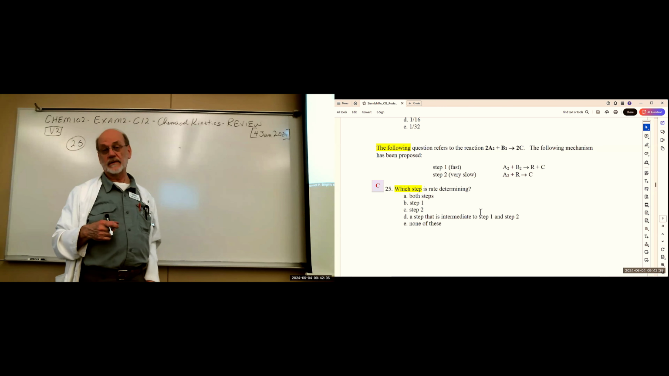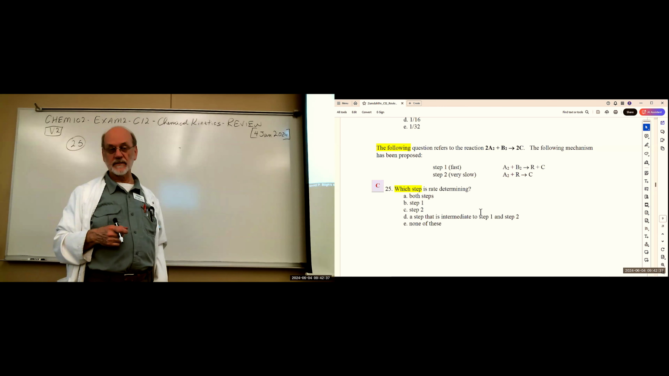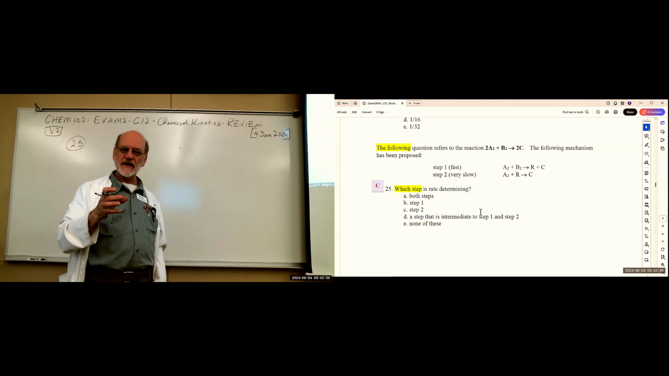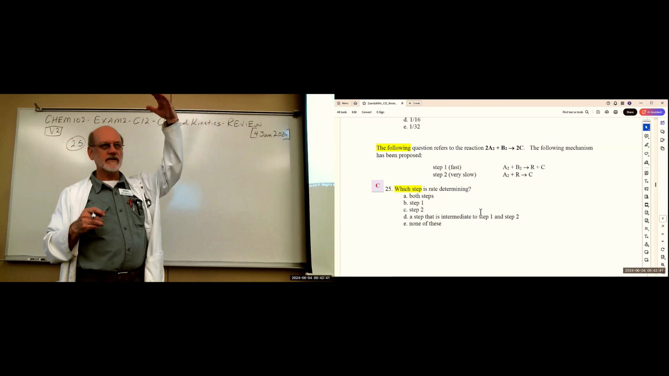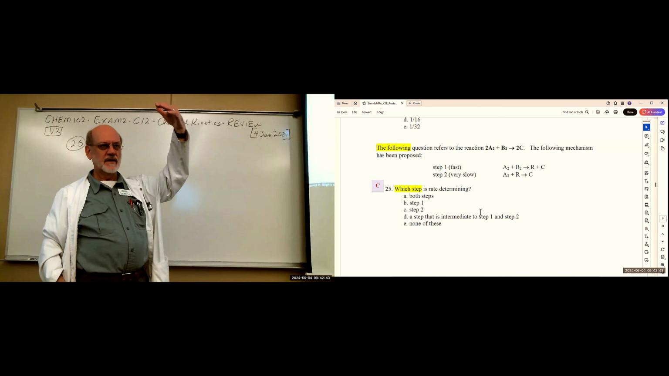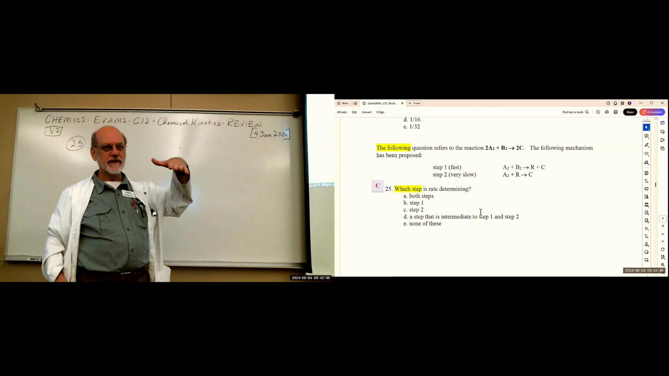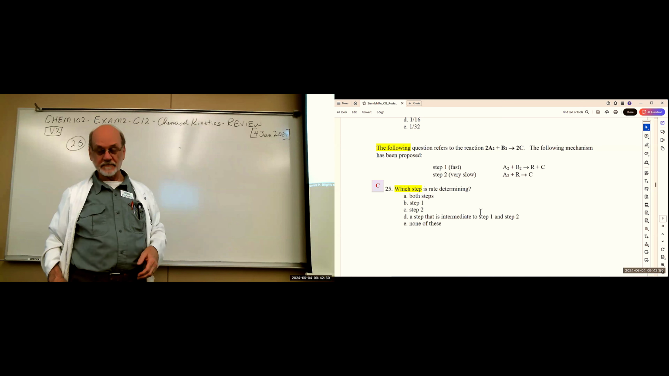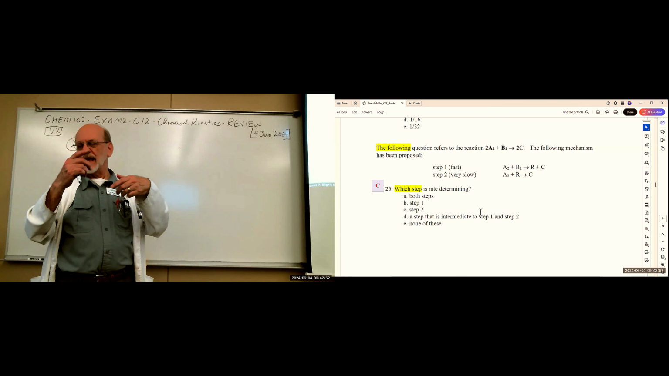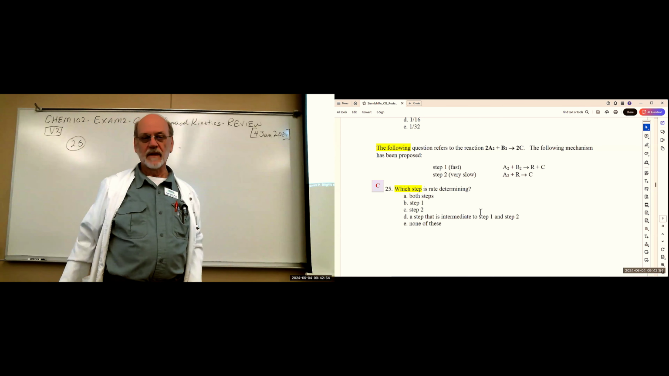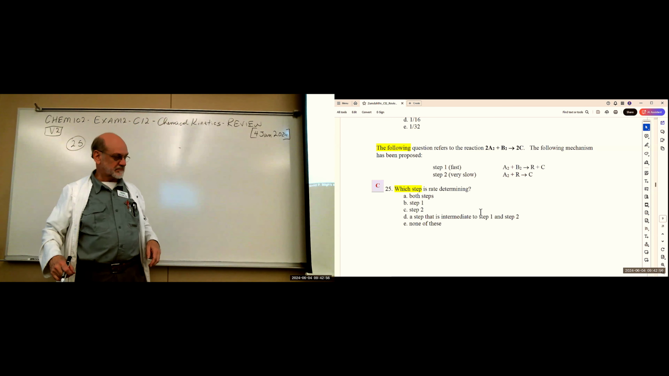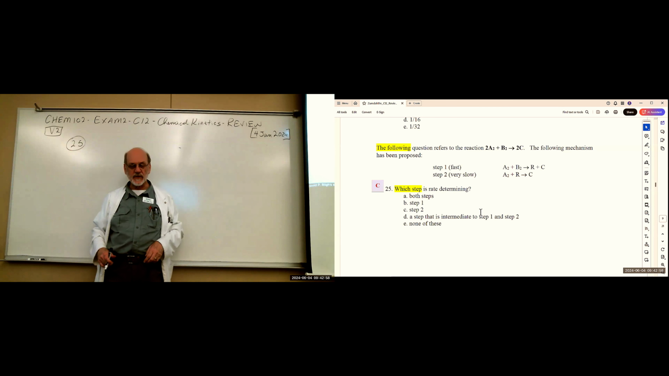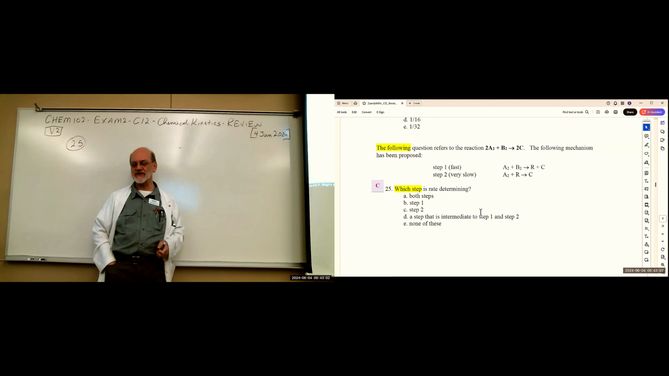Has to be number 2. That's the very slow step. If you had one that said you have 3 rates, you have moderate, slow, and very slow, very slow is the rate determining step. So it's always the slowest one? It's relative, right? It could be a reaction that takes place in 3 milliseconds, or it could be a reaction that takes 5 years.